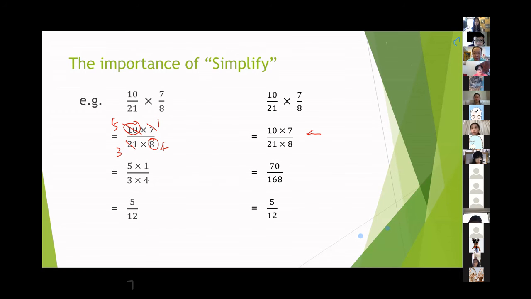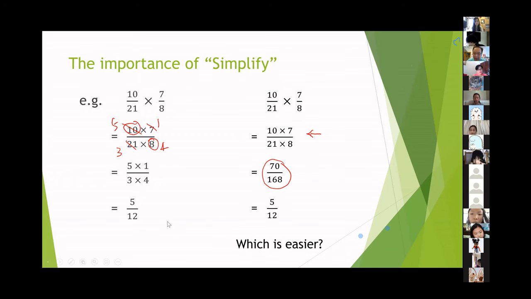However, if you're not using this simplified method, you can do something like this. Now, this is the same step, but I can see some of you are still doing something like this. Multiply the top first, multiply the bottom at the bottom. No matter, we can simplify something first. Now, are you doing something wrong? No. I mean, your calculation is right. You can still have 5 over 12 as your final answer. However, 70 over 168 might not be an easy way to show that.